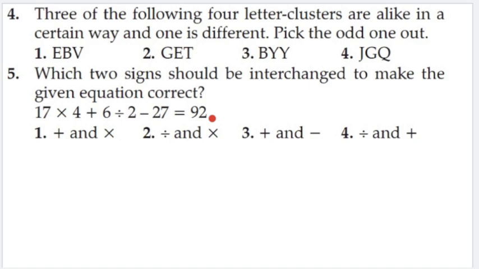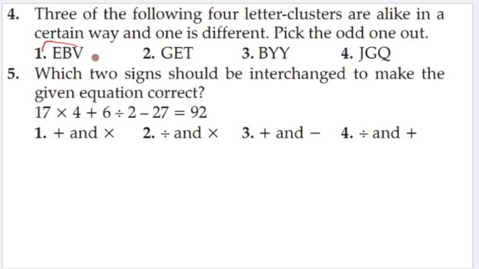So now this is our fourth question. So the fourth question goes like this. Three of the following four-letter clusters are alike in a certain way and one is different. Pick the odd one now. So don't bother about this four-letter, it is three-letter clusters. So let's analyze these options.